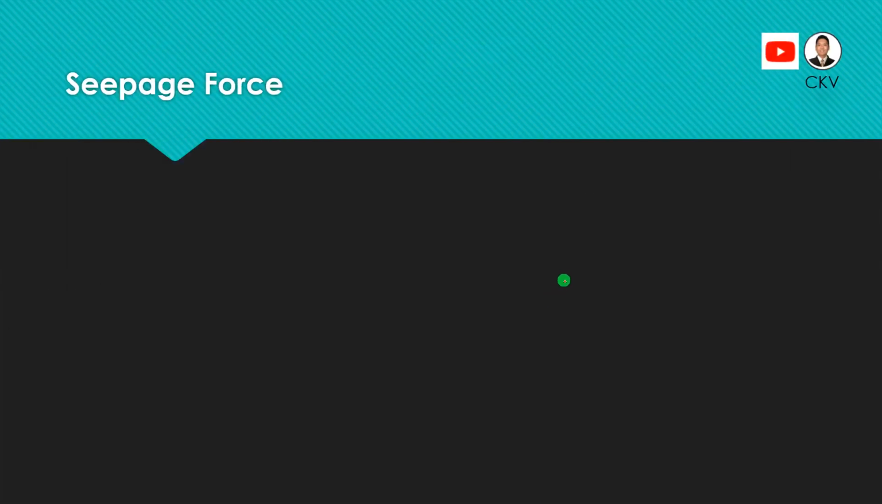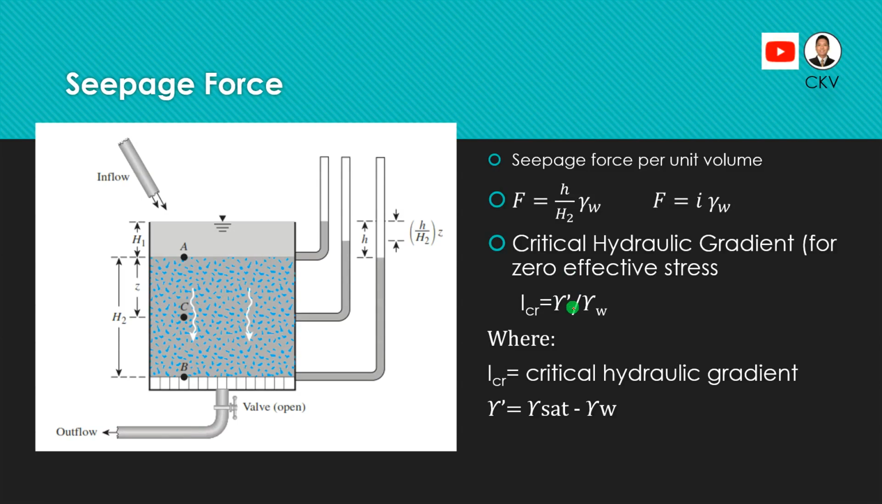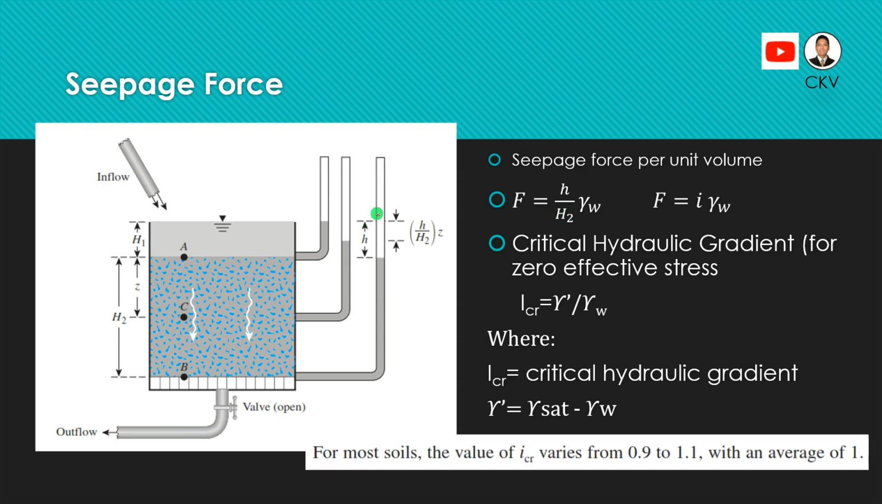Next, for the seepage force, here are the formulas. The seepage force can be determined by multiplying the unit weight of water by h over h2. So h over h2 is just the ratio of the difference in pressure head over the total depth of the soil. We can also rewrite that as i times the unit weight of water, where i is the hydraulic gradient of the soil.